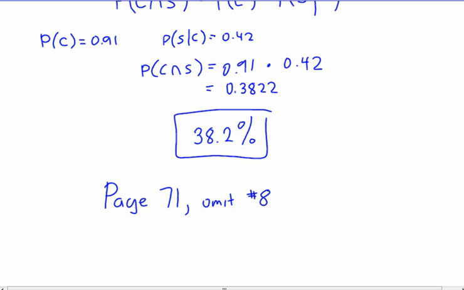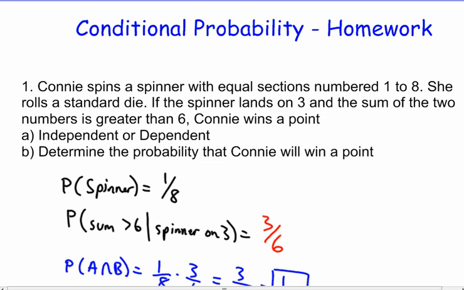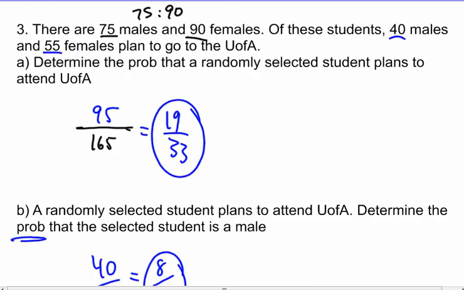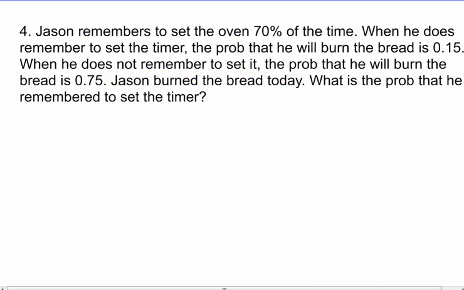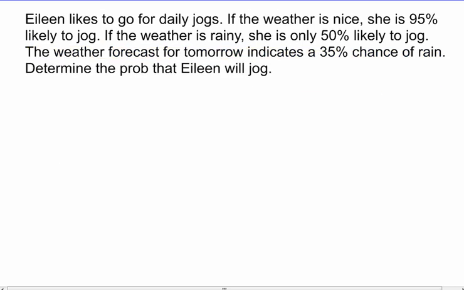Okay, look at number 5 on your homework. I believe this is what it says. And this is an example of one of those tree diagrams. Number 5 in your homework. Am I still recording? Yes, good. Eileen likes to go for a daily jog.